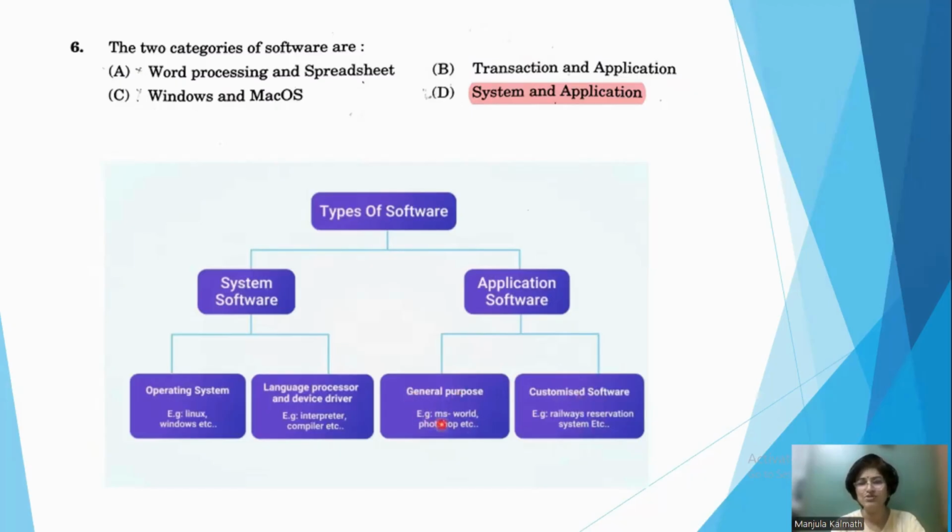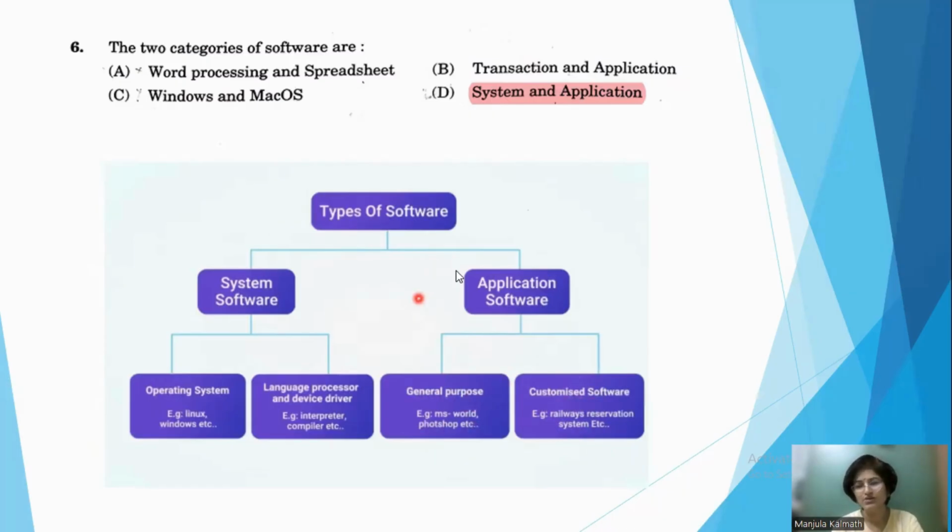And here it is developed by a particular software company, and it will be used widely everywhere in all the fields. That is general purpose, and this is customized as per the requirement of the user. These are the different classifications of software we can notice.